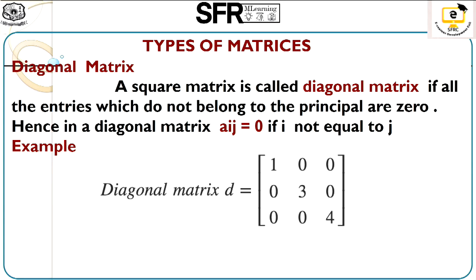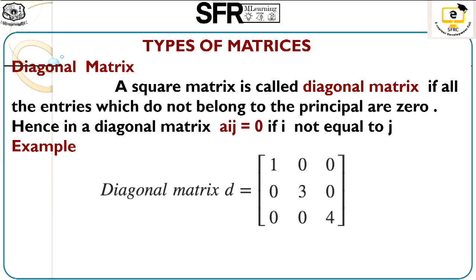The second row can be written as A21. 2 is not equal to 1, so we put 0. The second place, A22, means i is equal to j, so we write any number. Only for the diagonal entries are there values, other elements are 0.